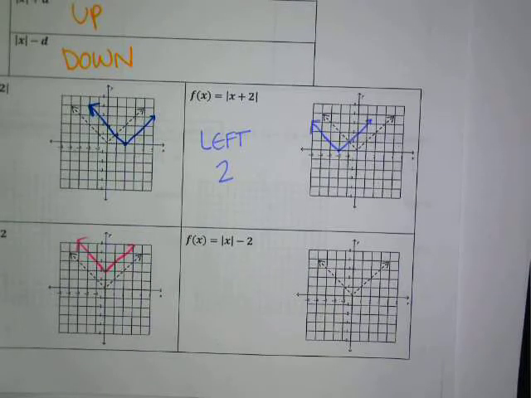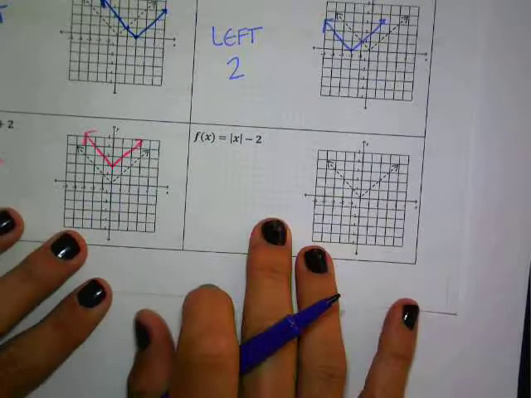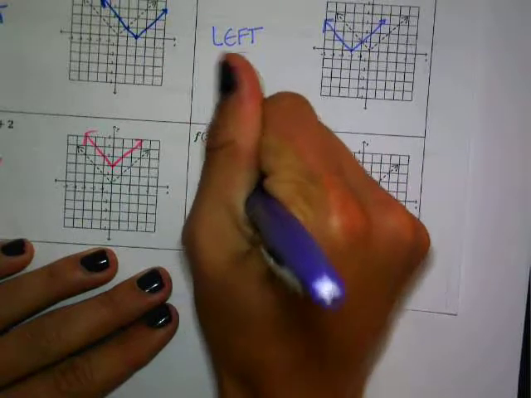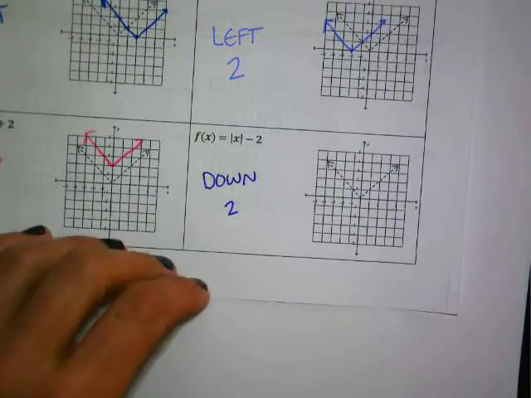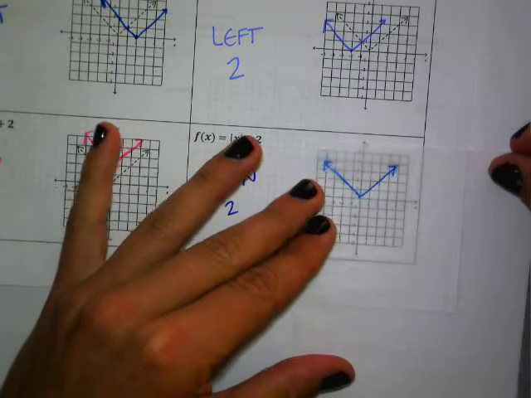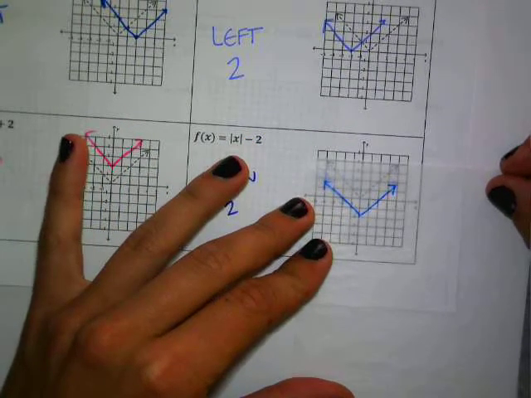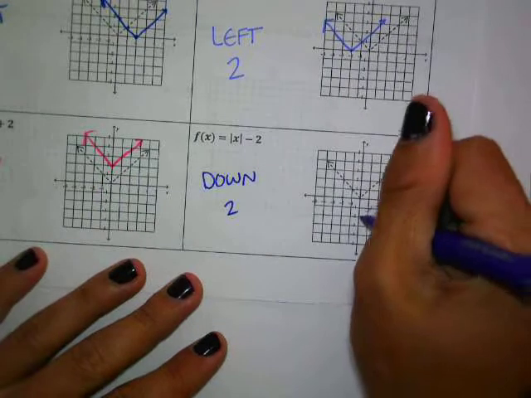All right, next one. Jasmine, how is this one being shifted? Down 2. Very good. So your graph is right here, and you are going down 2. So this is your new graph.